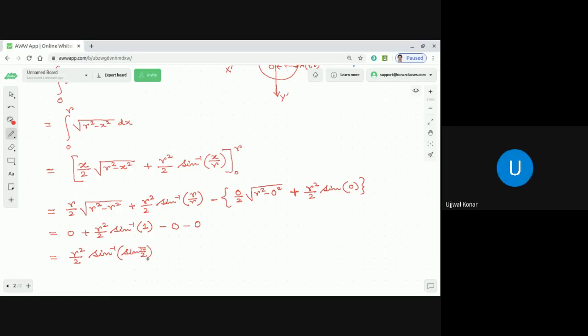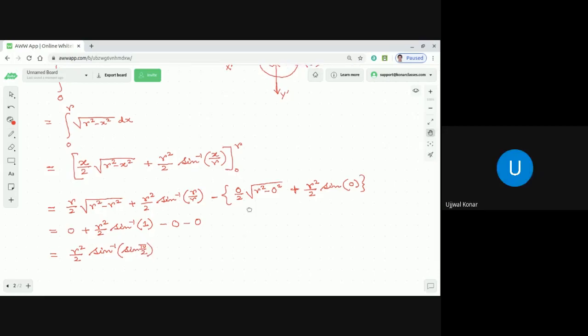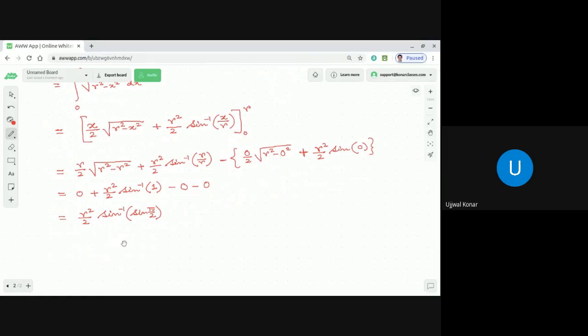We have not discussed inverse trigonometric functions. So one thing you can remember, because that is important for your physics numericals as well: sine inverse of sine theta equals theta. In simple terms, it is not always true. There are some specific conditions, but in simple terms, you can assume sine inverse of sine theta is equal to theta. So here also, sine inverse of sine pi by 2 should be equal to pi by 2. So r square by 2 into pi by 2, that is equal to pi r square by 4.